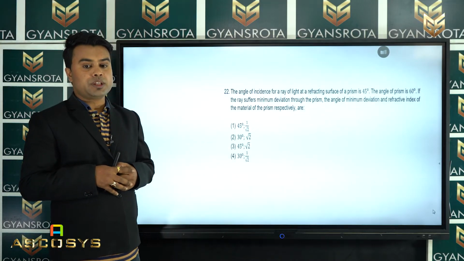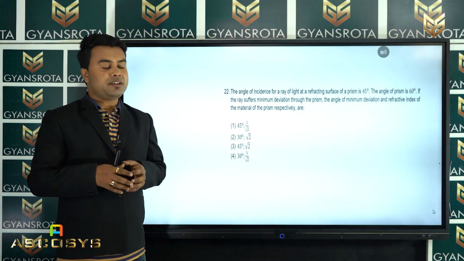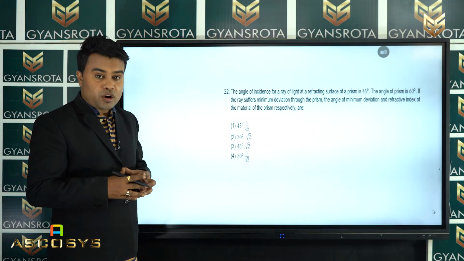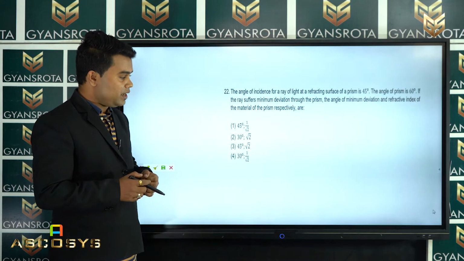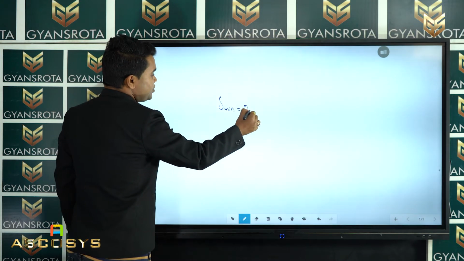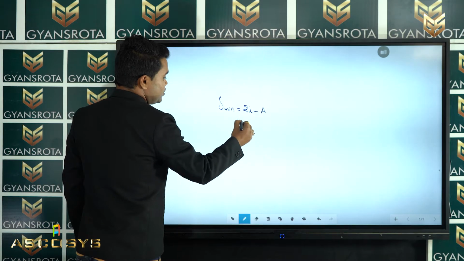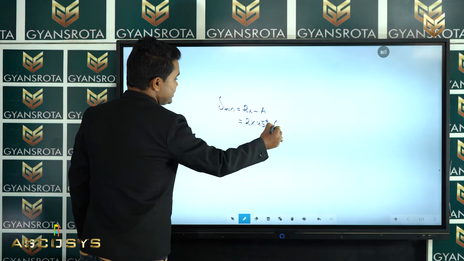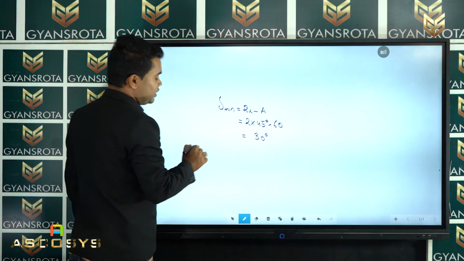So, you have to calculate two things, that is the angle of minimum deviation and the refractive index. This question came from the chapter optics, ray optics. A bit of explanation is required. For minimum angle of deviation, it is twice of I minus A. So, 2 multiplied with 45 degree minus 60 degree. So, you will get 30 degree. 90 minus 60 is 30.